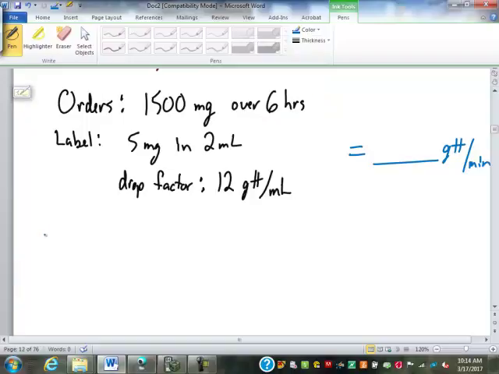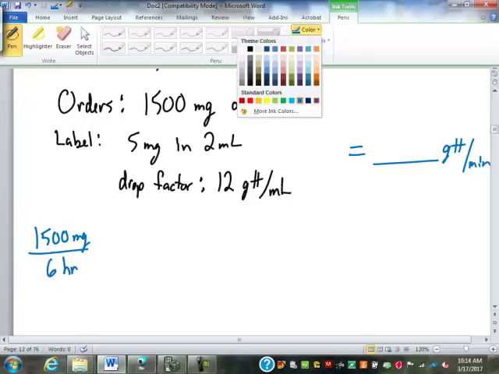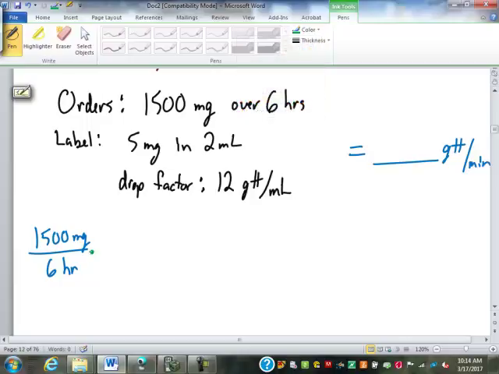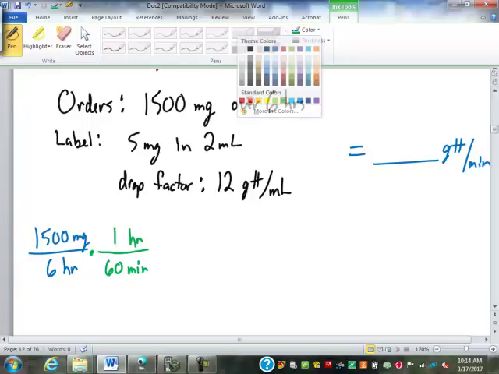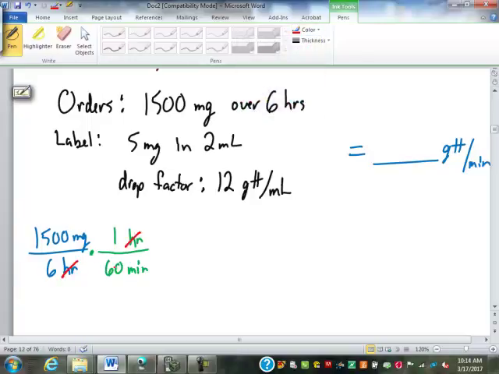So our order, we're going to start out with the 1,500 milligrams over 6 hours. We're going to get rid of both milligrams and hours. Let's get rid of the hours first. Hours were on bottom, so we put them on top to get rid of them. So the hours cancel out. So right now we're in milligrams per minute. The minute can stay because we want minutes in our answer. So now it's the milligrams we've got to get rid of.